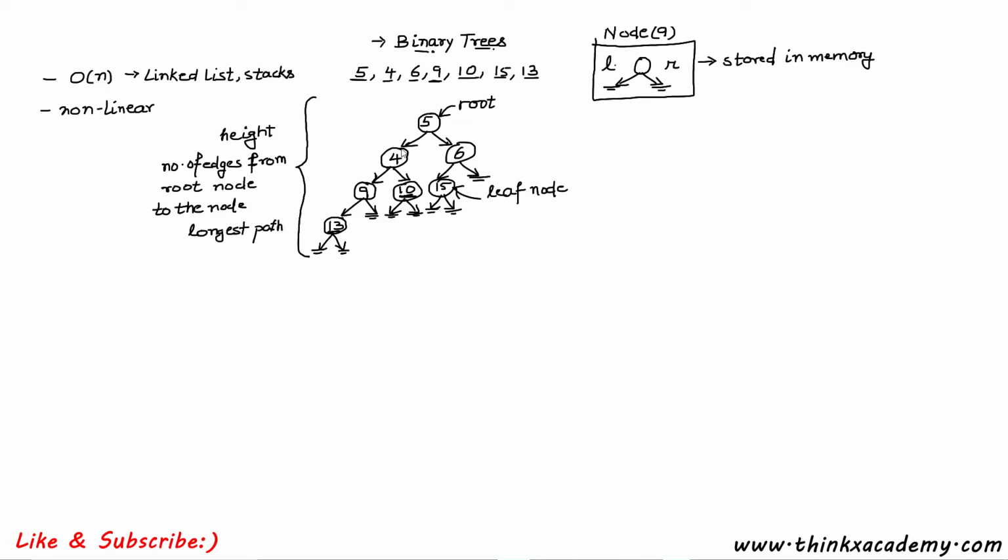So here we can see that the longest path is from 5 to 4, then 9 and then 13. So from root to 13 we will calculate the number of edges, which is 1 from here to here, and then 2 and then 3. So there are 3 edges from the root node to the longest path. So the height of this binary tree is equal to 3.